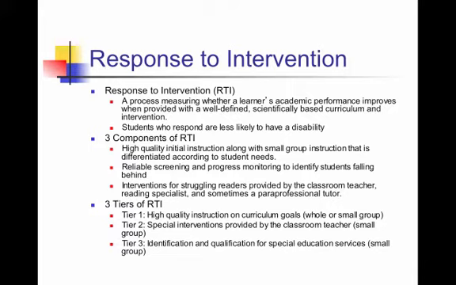The first tier is high quality instruction related to the curriculum goals. Tier 2 are special interventions provided by the classroom teacher, and Tier 3 is the identification and qualification for special ed services. I'm going to talk about each one of these.